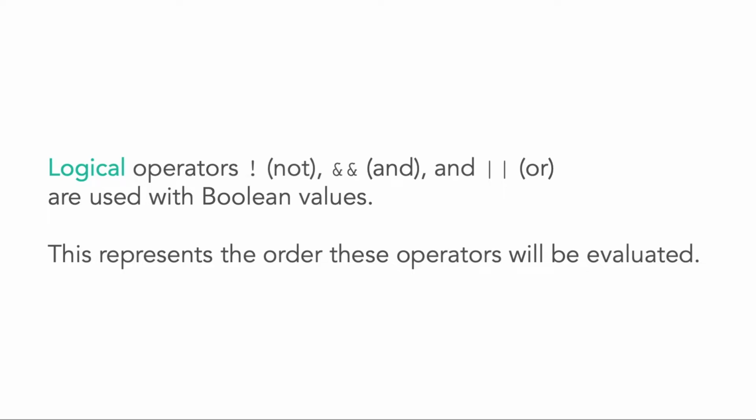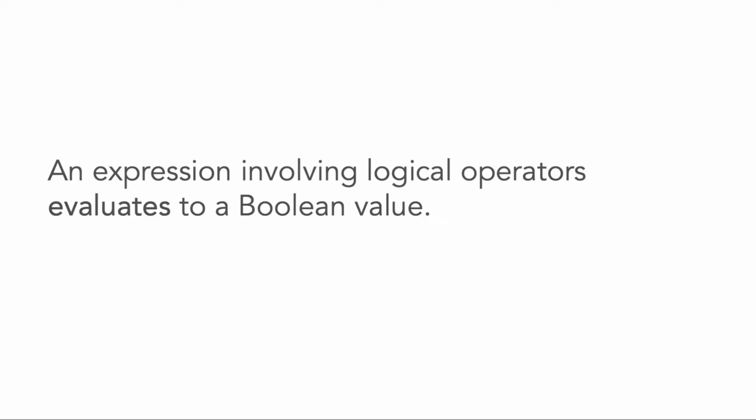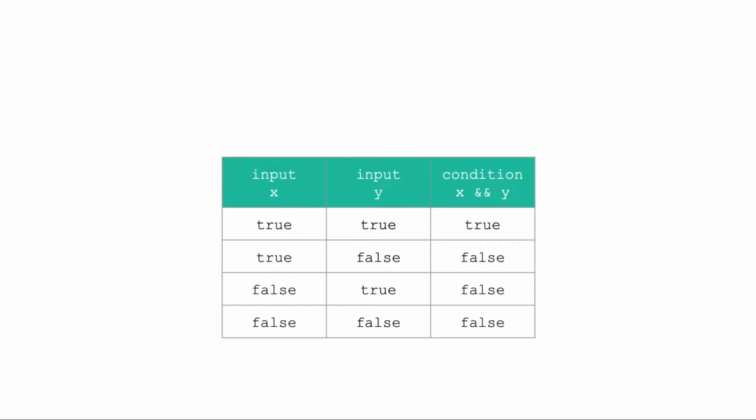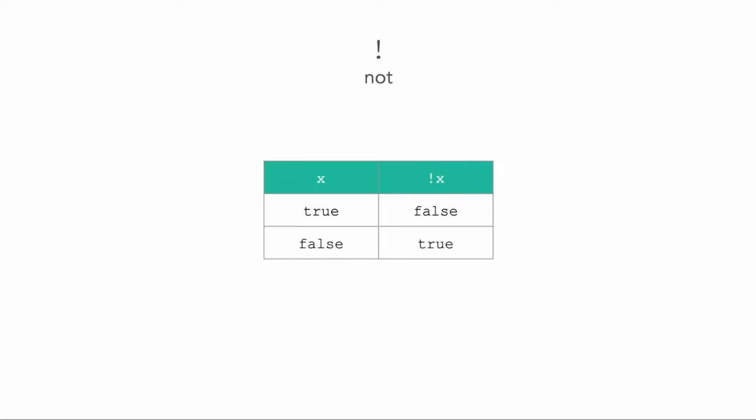This represents the order these operators will be evaluated. An expression involving logical operators evaluates to a Boolean value, true or false. To best visualize and analyze how logical operators work within Boolean expressions, we will use truth tables. The not operator evaluates a condition to the opposite Boolean value. In this example, if x is equal to true, not x is equal to false, and so on.